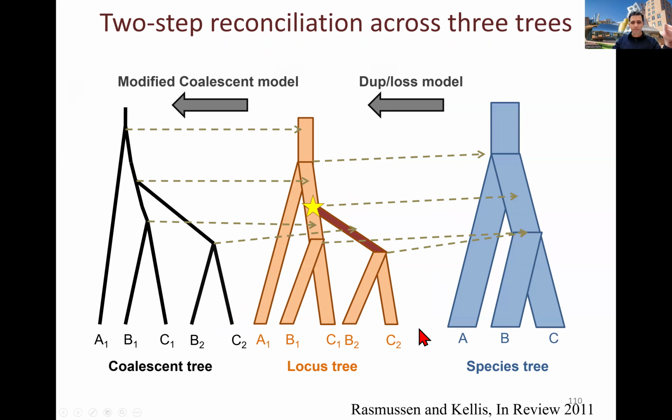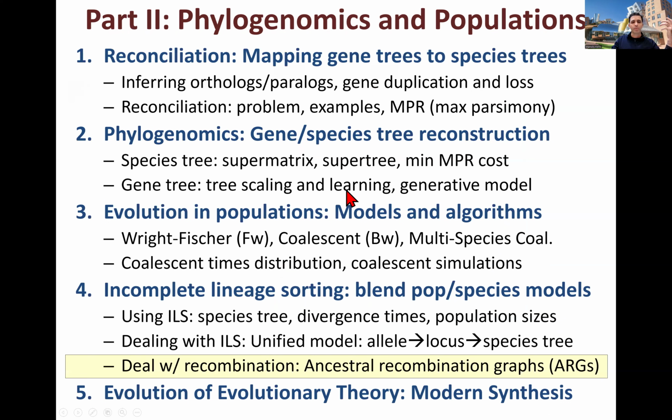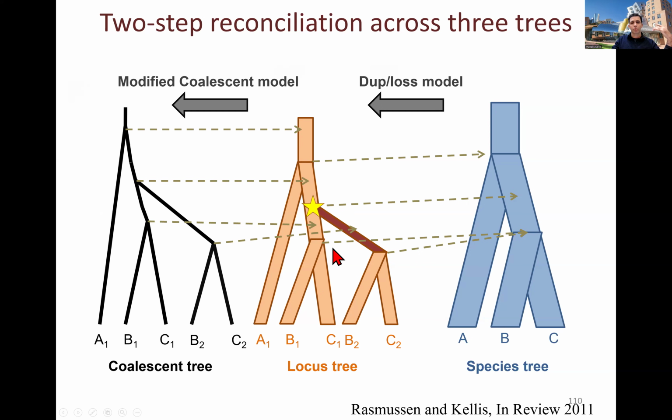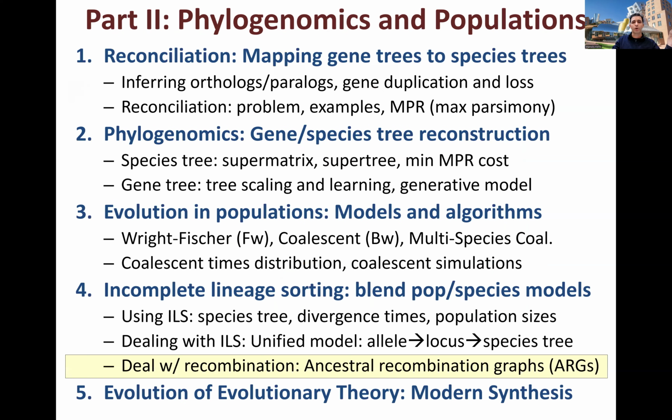And again, with my student, Matt Rasmussen, we developed this two-step reconciliation model that basically says I have a coalescent tree that evolves inside a locus tree, which in turn evolves inside a species tree. And I sample loci, where here I have a locus, which was duplicated. And then I can have my coalescent tree have deep coalescence within that locus. So suddenly I'm able to model both deep coalescence and duplication and loss in a single joint model. Everybody with me here? Awesome.